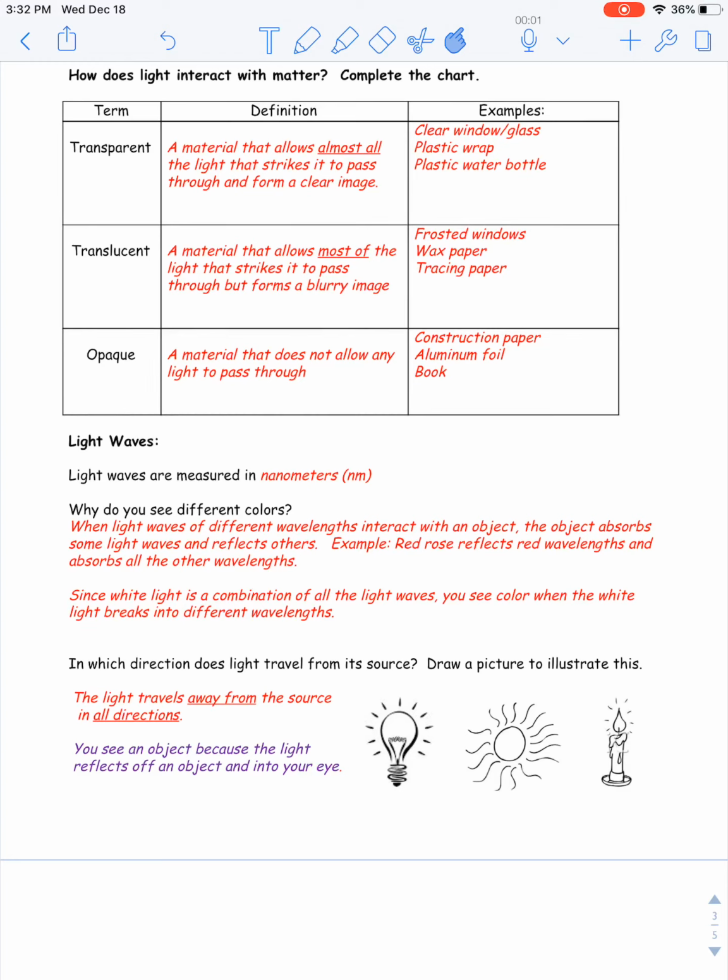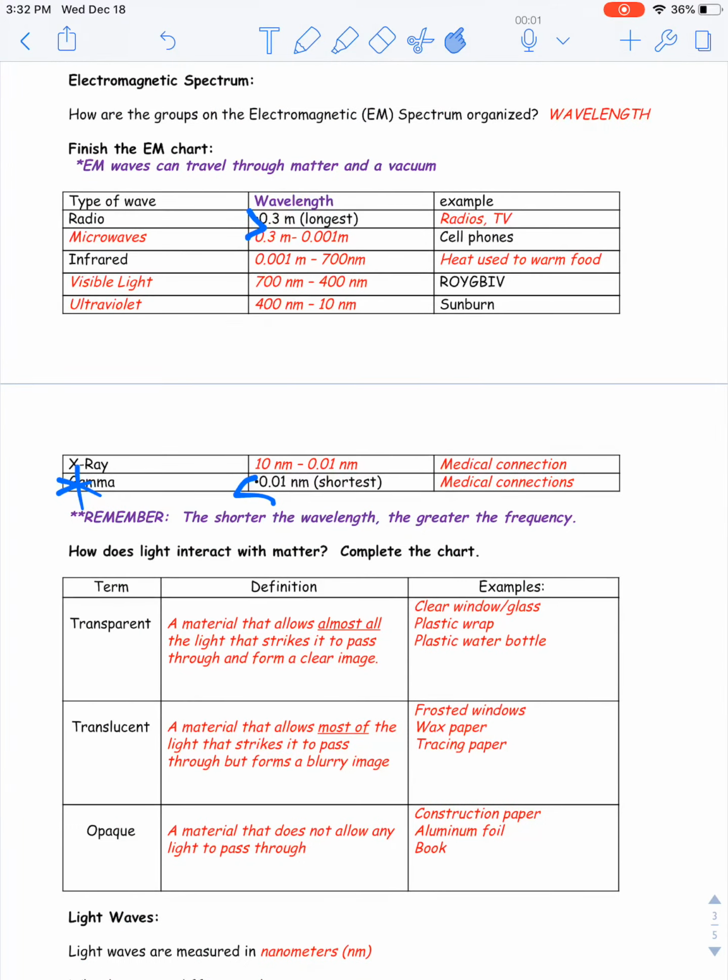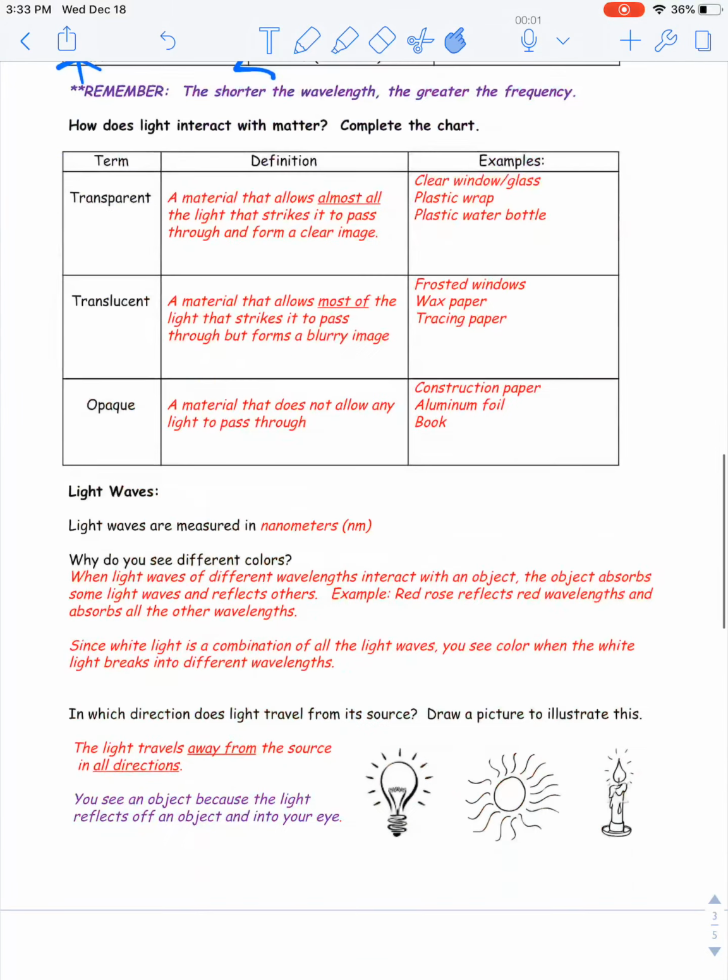Light waves are measured in nanometers. We know that from when we just filled in that table from the electromagnetic spectrum there with the light waves right here. We see different colors because objects are going to absorb or reflect different wavelengths. When it absorbs some of it, we don't see that color, and when it reflects that wavelength, that's the color we see. It reflects it to our eye.